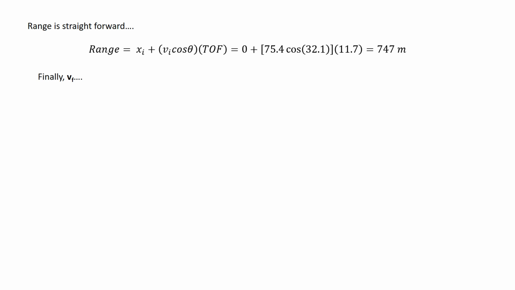Range is a straightforward calculation. I take my x initial plus my vi cosine theta times time of flight. My x initial is 0. I put in my numbers. I find that I land 747 meters away.